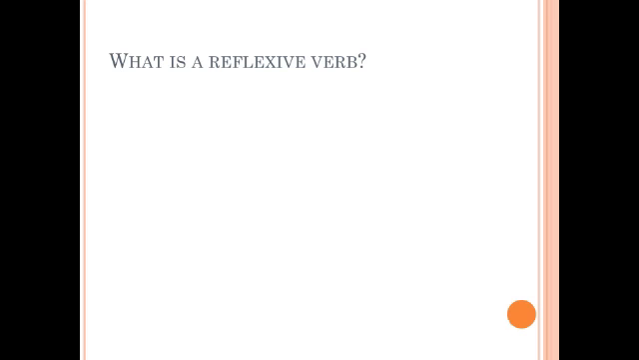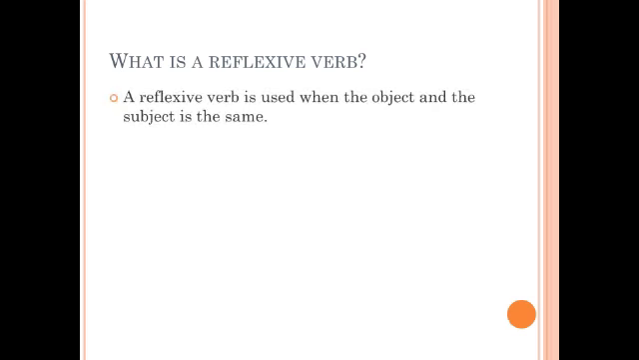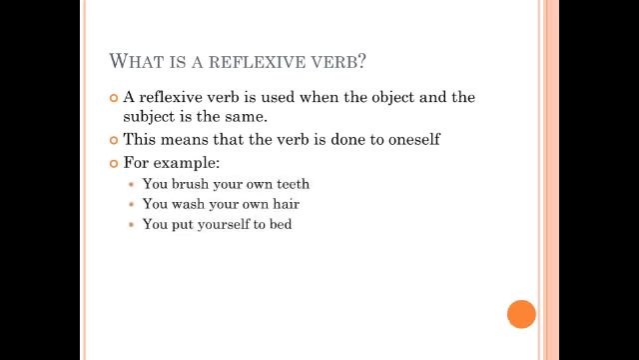Now we want to look at what a reflexive verb is. One way to describe a reflexive verb is to think about it as used when an object and the subject are the same thing in the sentence. What that really means is that the verb is done to oneself. So if you think about it, for example, you brush your own teeth, you wash your own hair, you put yourself to bed. These are actions that you do to yourself.